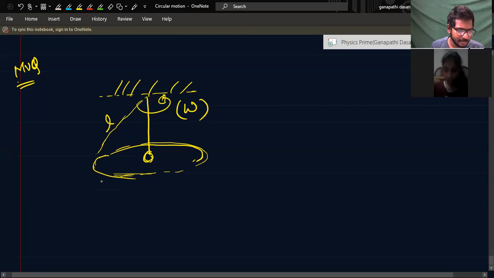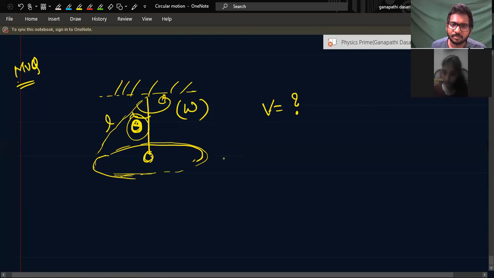So now what you need to find out is, if theta is given here, it should rotate with so and so angle. Then you need to find the velocity. What is the velocity with which this ball should go? That means if you find omega, you can find the velocity easily.